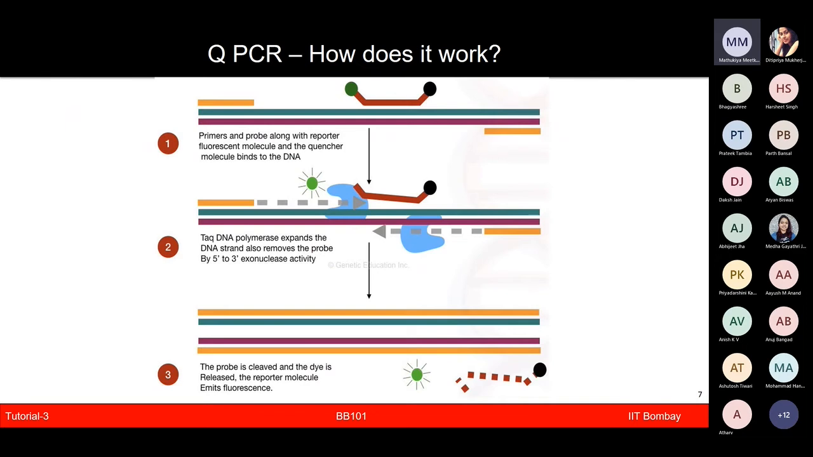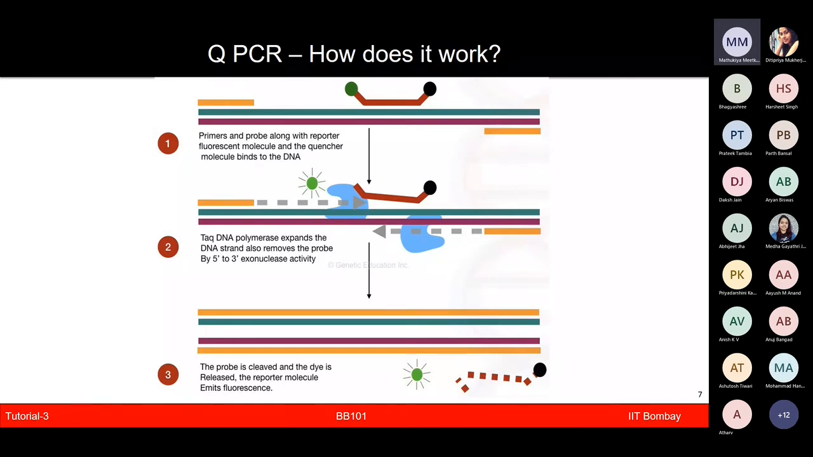So how does it work? In general PCR, we don't have a primer with a probe, right? Here we do have primers with a probe, with the usual fluorescent reporter molecule and a quencher. Whenever the molecule binds to the DNA, the polymerase extends the DNA strand and removes the probe from its reporter, so fluorescence gets started. So finally, the probe is cleaved and the dye is released, and that's how the reporter molecule emits fluorescence, right?